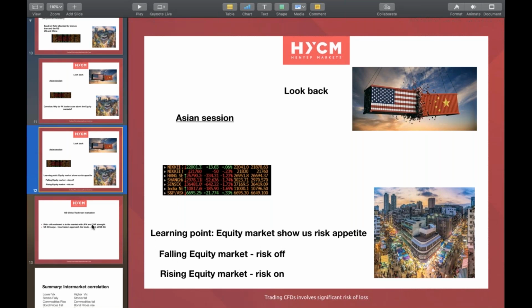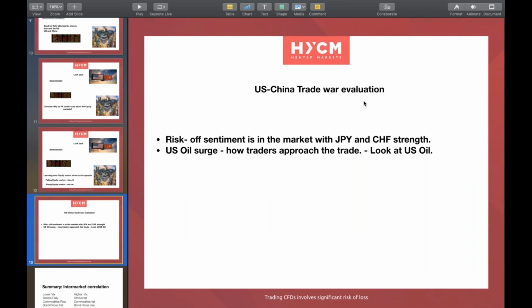Now, take the US-China trade war evaluation. Very simple for us, wasn't it? We realized that it was going to be a strong risk-off sentiment in the market, with the yen and the Swiss franc being strong. So when Sunday evening opened, we were expecting to see risk-off and we were expecting to see US oil markets surge. And that's exactly what we saw.